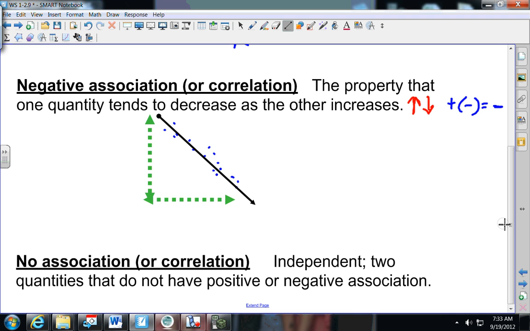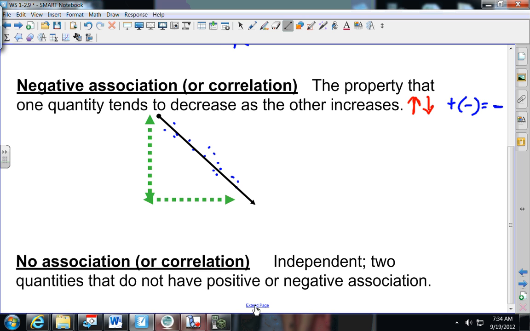Now, the other type that we would have is no association or correlation. That's when they're independent. That means two quantities do not have a positive or negative association. Basically, they don't go together. For example, how hot it is outside and how much money you make. Like me as a teacher. Does the temperature affect me as a teacher?